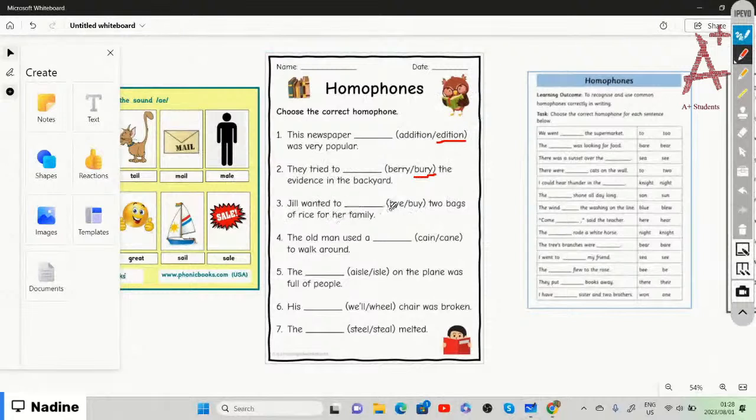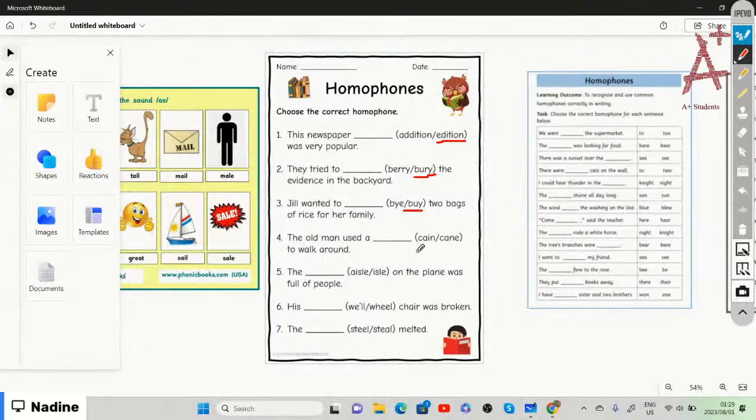Jill wanted to buy 2 bags of rice for her family. Bye or buy. Buy 2 bags of rice for her family, right? And if we choose the correct word between bye and buy, the first word bye, it's short for goodbye. And the second one, buy, is a form of transaction or exchange, where you give money and then the store manager or whoever is helping you gives you the products or goods, right? So you are buying something. So we're going to choose buy. So well done.